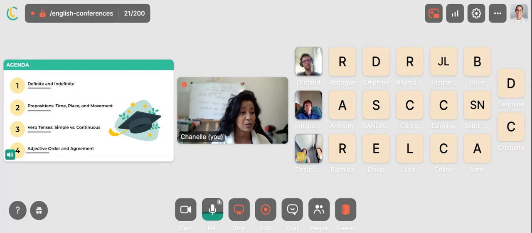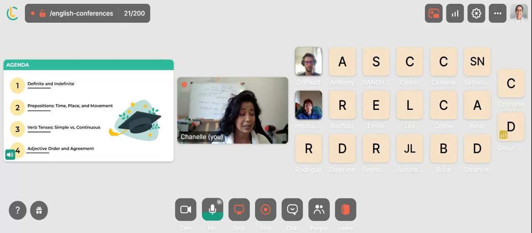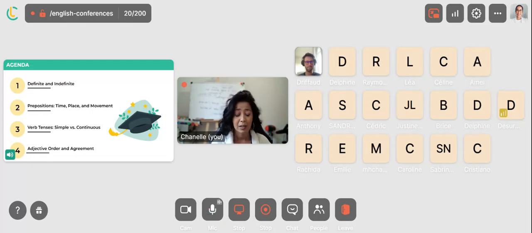In today's conference, we are going to discuss 4 parts. We are going to look at the definite and the indefinite, so those are the articles. The prepositions of time, place, and movement. Our verb tenses, such as the present simple and the continuous. And for the last part, we will look at adjective order and agreement. So remember, these are the errors that we make most often, so we are going to have a look at them this evening.